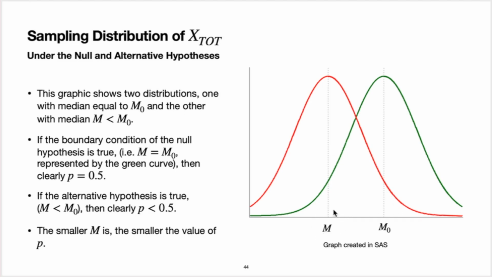So whenever cap M is to the left of cap M sub 0, the probability of a particular observation being greater than cap M sub 0 is going to be less than 0.5. And so that's what we're saying here. If the alternative hypothesis is true, then this probability p is less than 0.5. And this illustration shows that the smaller M is, the smaller the population median is, the farther left that point moves, and the smaller the value of this probability.